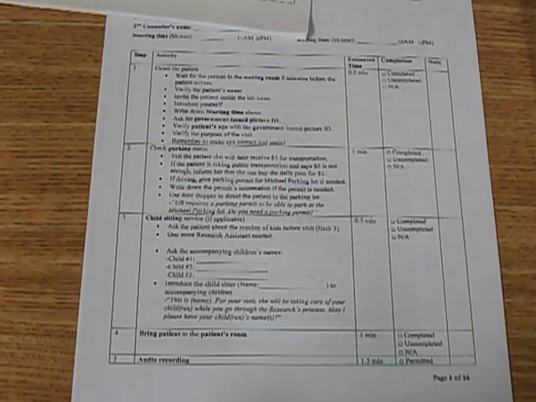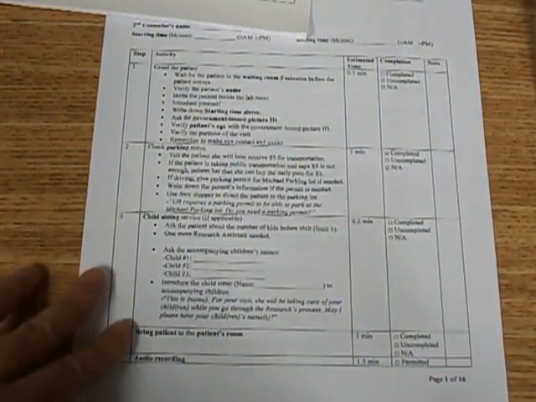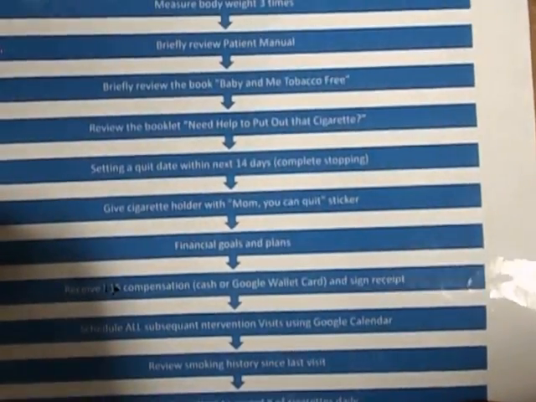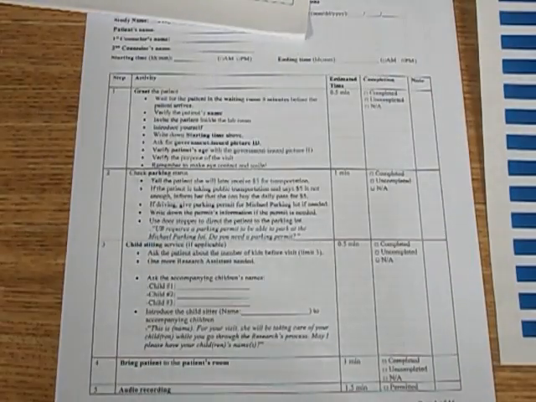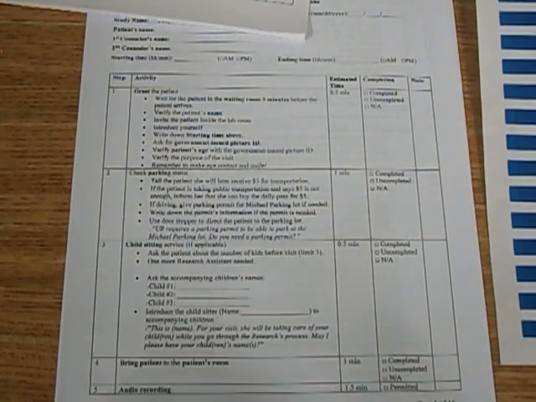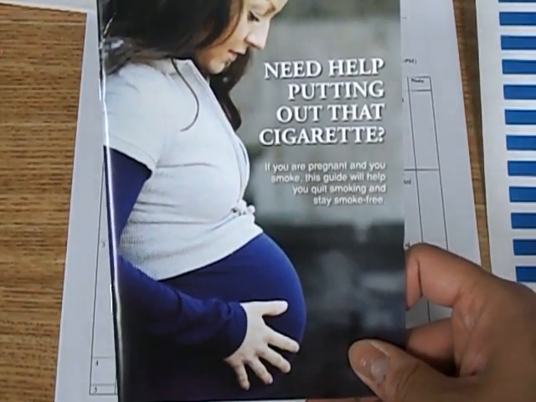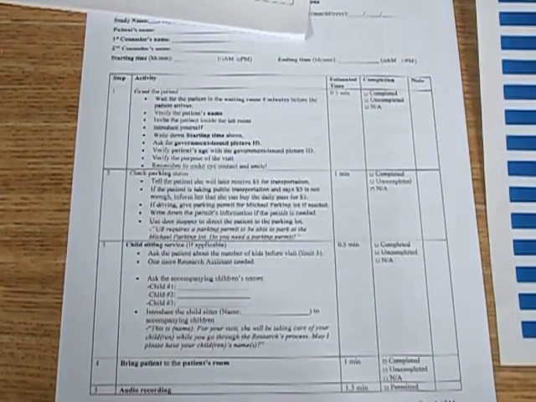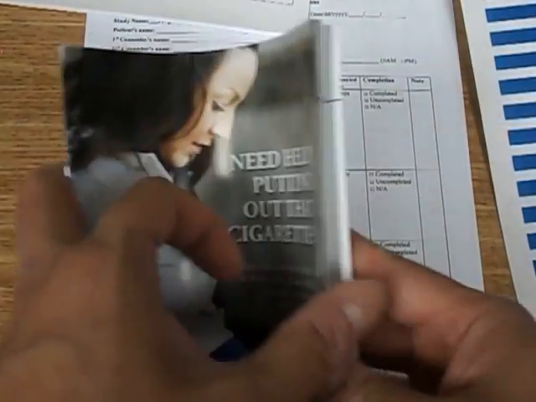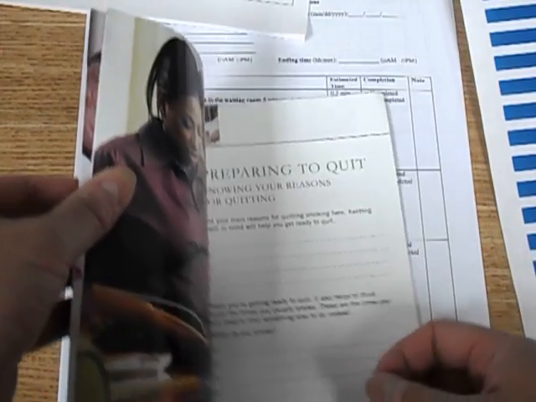On the flow chart, and in the instruction packet, it says to review the book Baby and Me Tobacco Free. We no longer use that book anymore, so don't worry about that. You could just skip on to the next one, which is this: Need Help Putting Out That Cigarette. This book is very extensive, and you want to go through each section with them, carefully, okay?